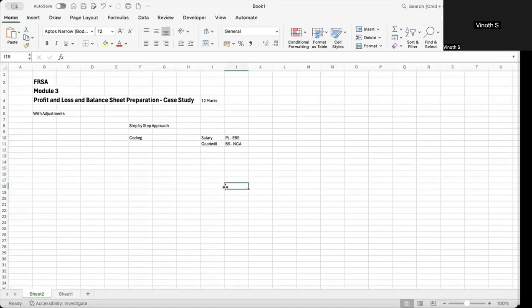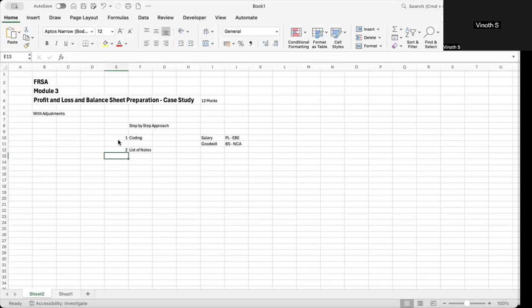So this is the first step. I think all of you have listened and understood. Coding is the first stage I do whenever we take a trial balance. For the entire trial balance, I do the coding. Coding is step number 1. Then step number 2, I suggest preparing a list of notes: how many notes we need to prepare for the P&L and for the balance sheet.